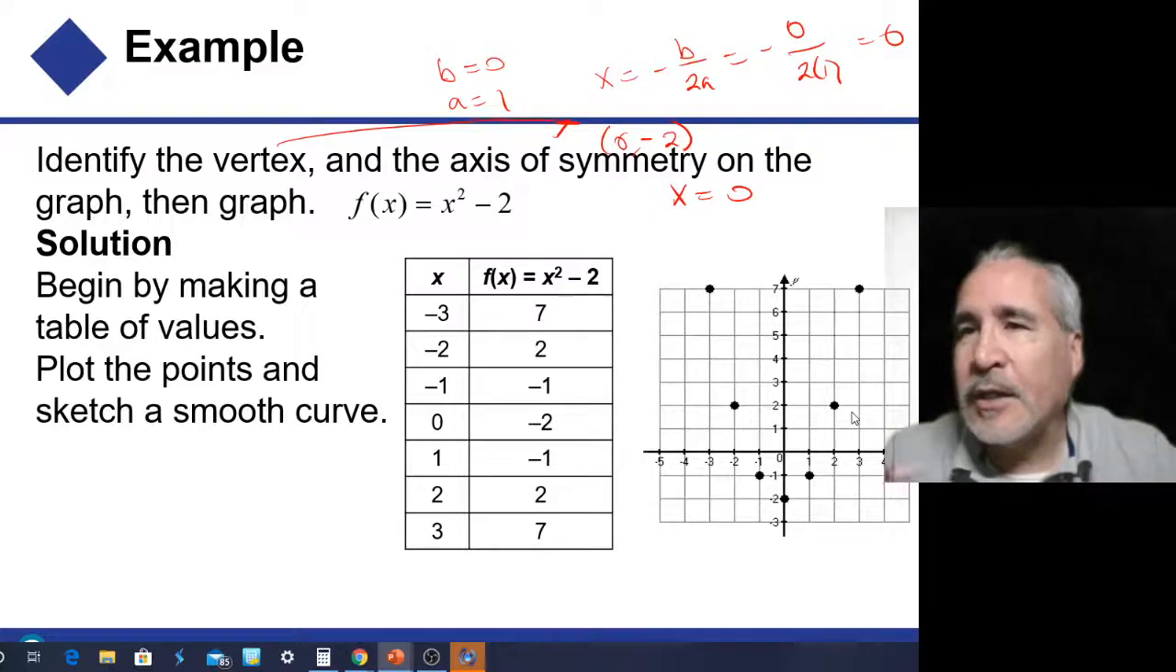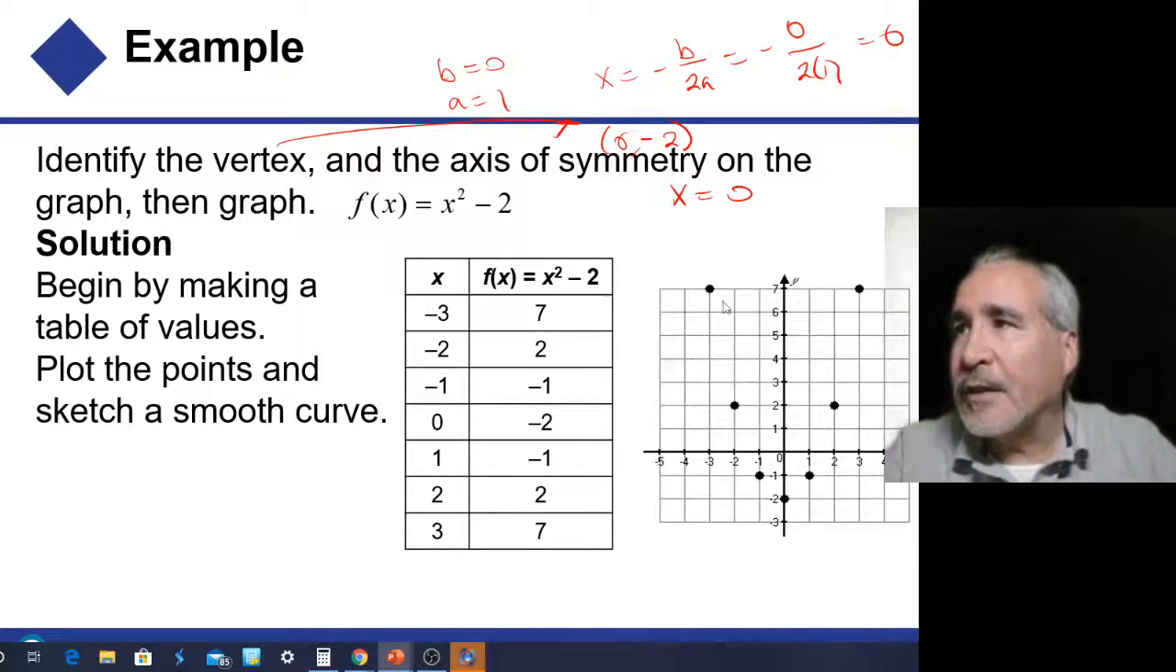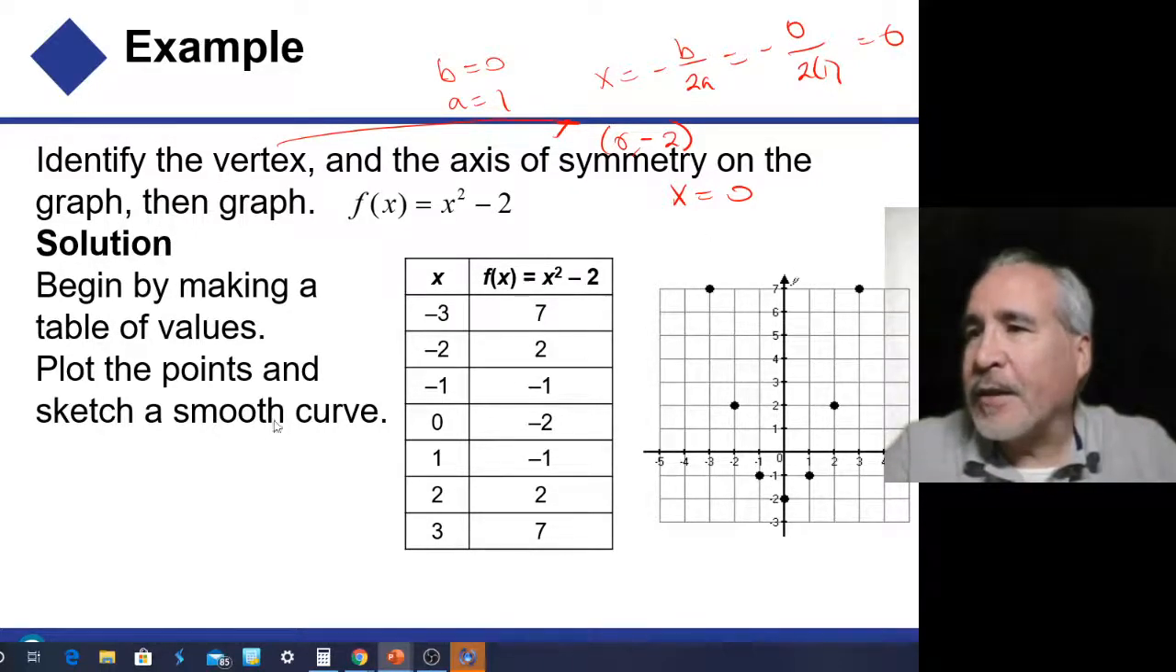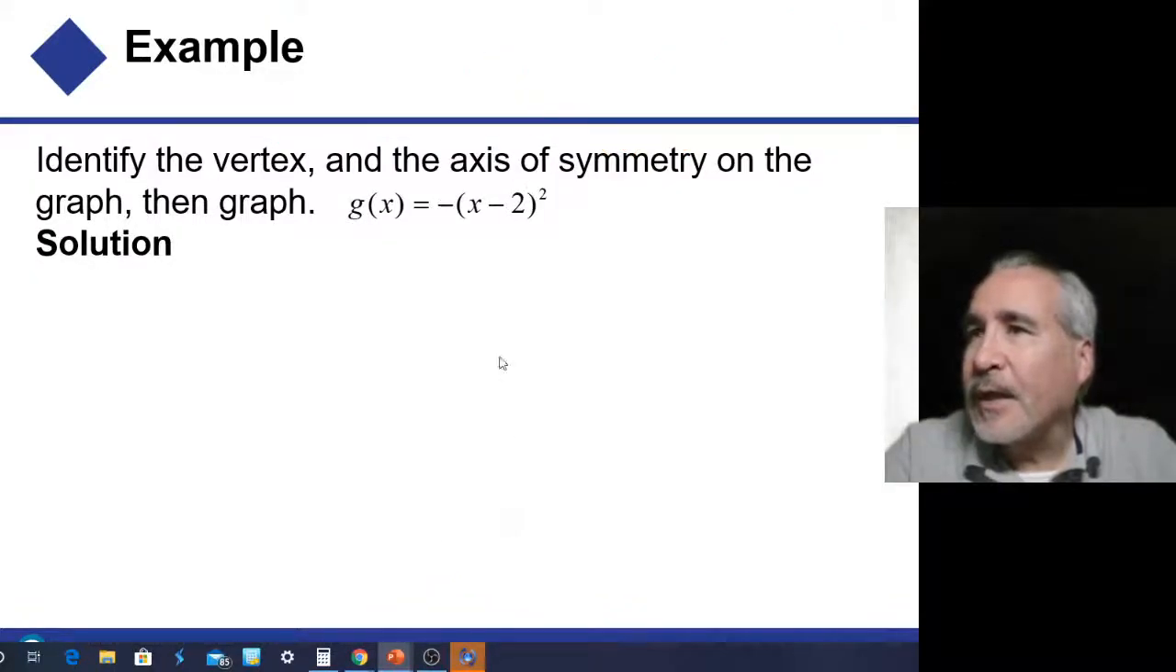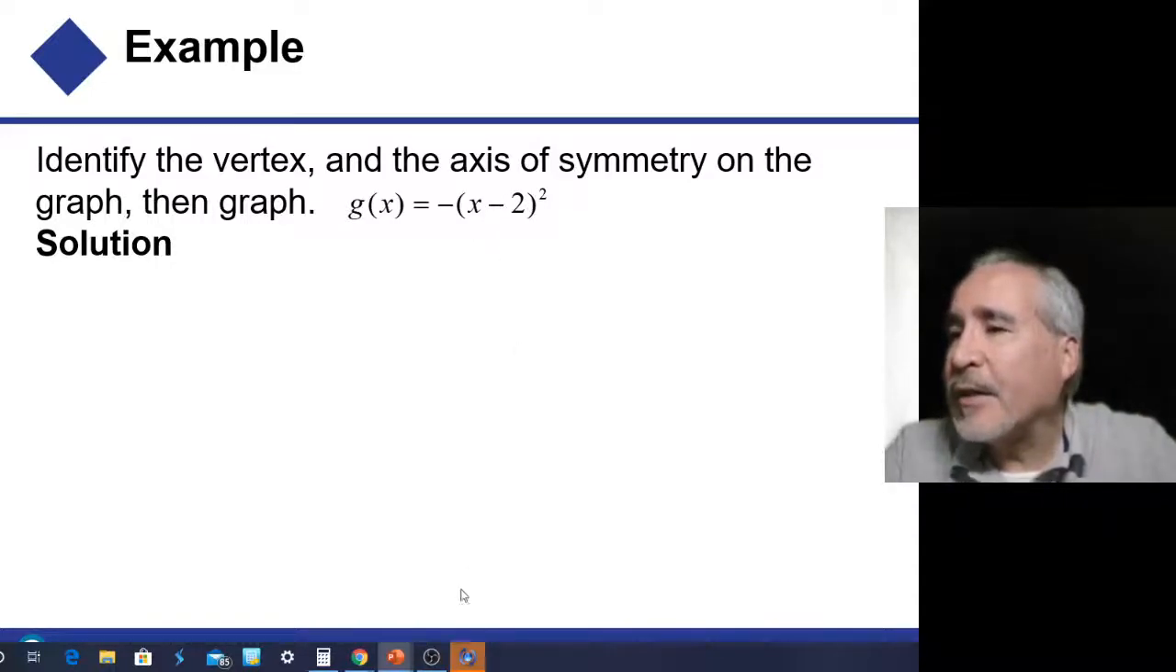Okay, but again, I want to just get the concept of getting a vertex is getting either the highest or lowest point, in this case, the lowest point, and we saw that on the graph. Okay, we've got our vertex, we've got our axis of symmetry. Okay, here's another one, and we kind of see what's happening now. This is inside the parentheses. It's going to have a different effect on it.